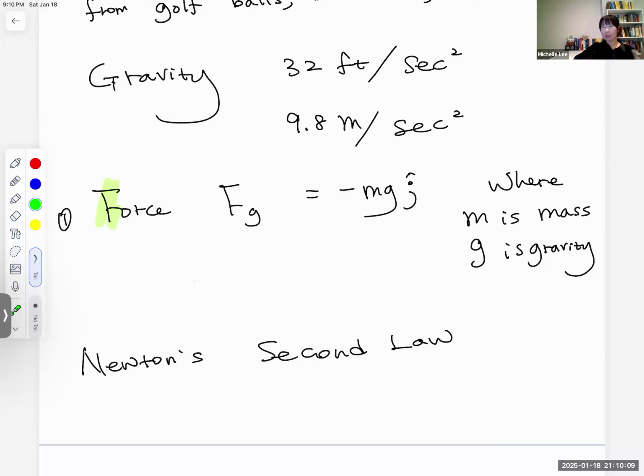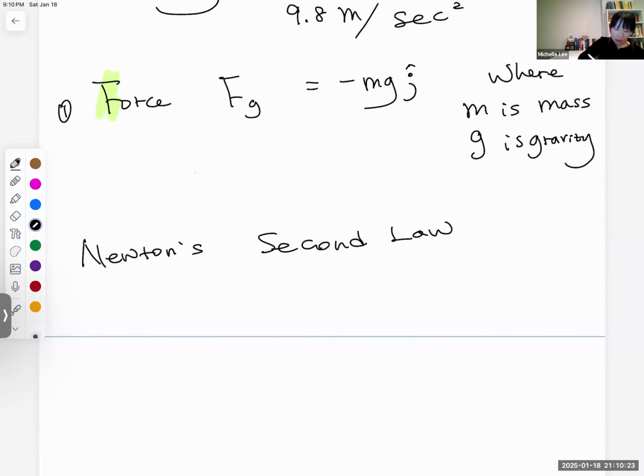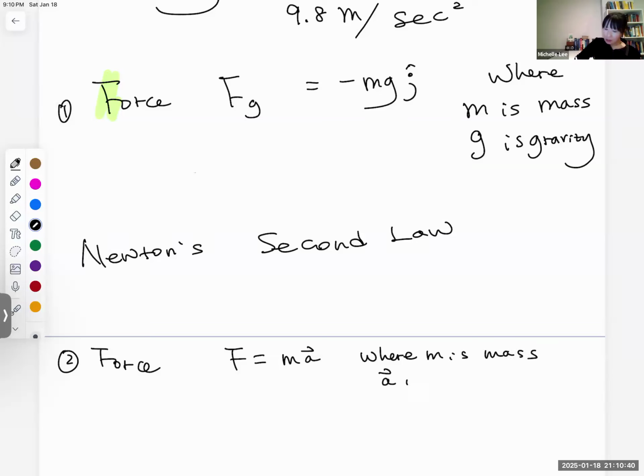If we are taking physics, right? So Newton's second law. We have another force. Let me write down the second force. So we have F equal to m times a, where m is mass and a is acceleration, right? So we have a vector notation, so vector of the object.